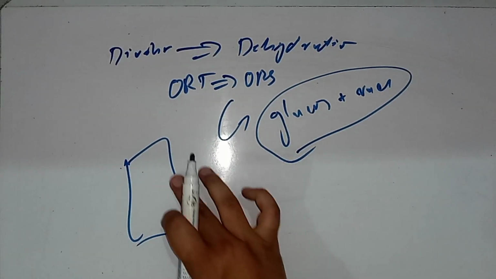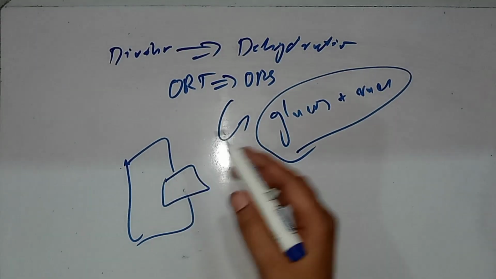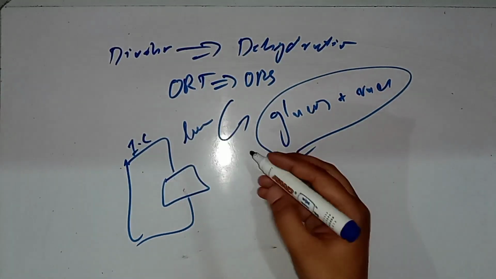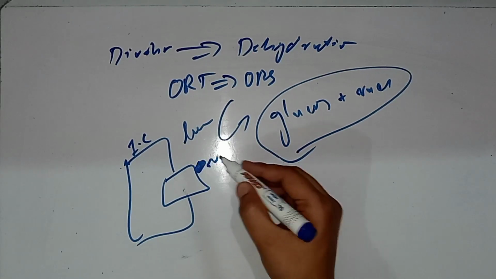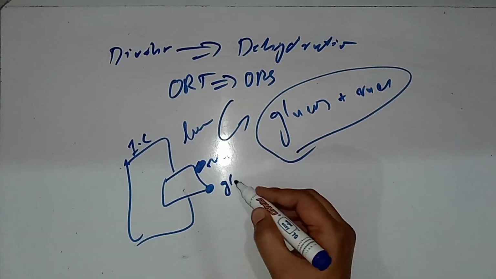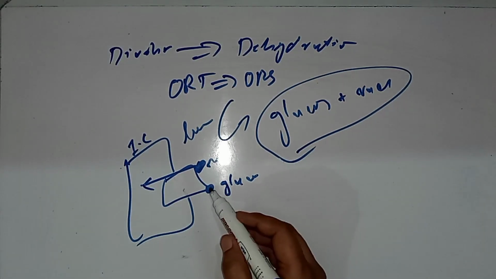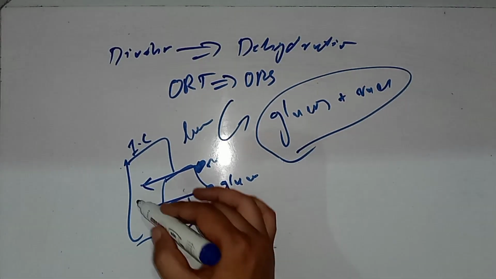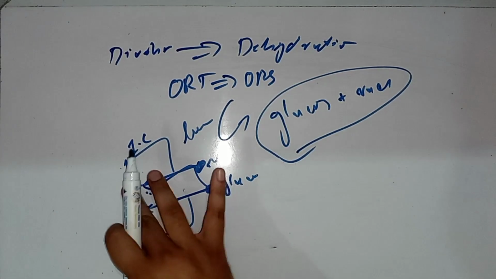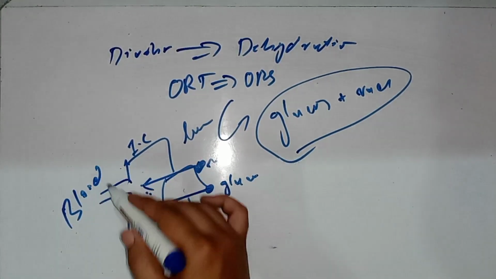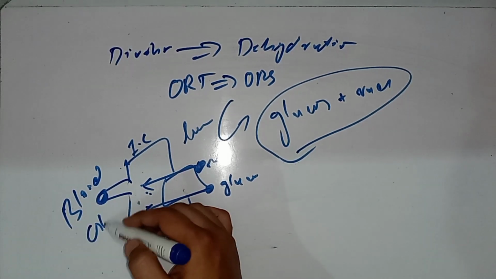There are symporters. This is the lumen of the intestine and this is the intestinal cell. There are symporters. Sodium binds here and glucose binds here, and sodium moves along the concentration gradient while glucose moves against the concentration gradient, and both enter the intestinal cell, and then from there they diffuse to the blood. And here a specific glucose transporter is GLUT2.